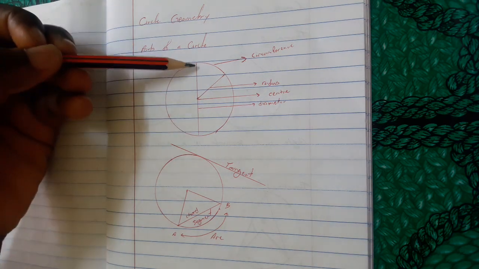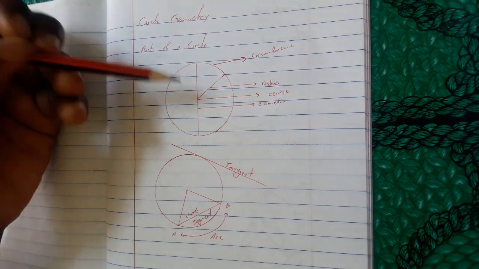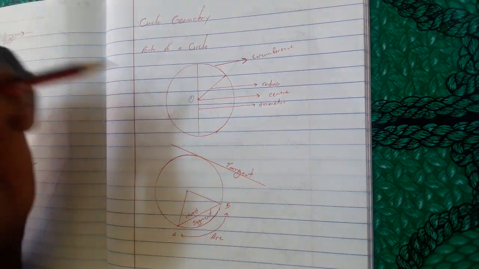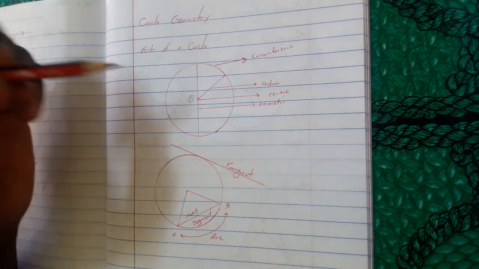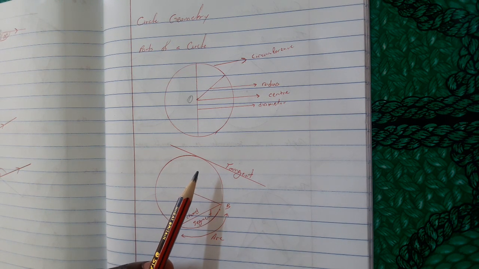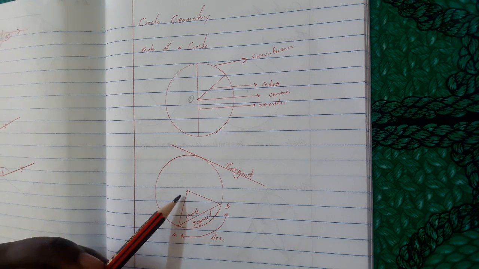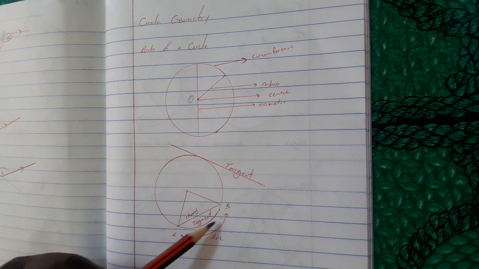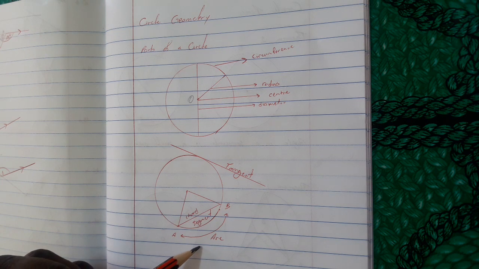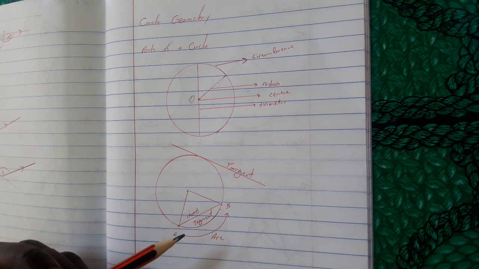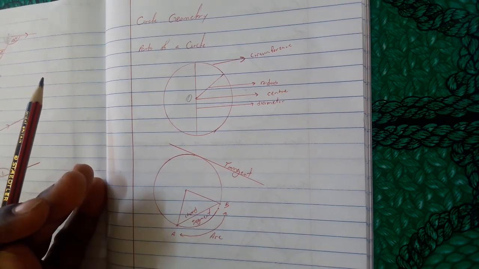This long line here is called the diameter. This short one here from the center is called the radius. The distance around is called the circumference. Right? And here is called the center. A line that touches the circle but does not go through is called a tangent. A line that touches two points on the circumference is called a chord. The area between a chord and the circumference is called a segment. From here to there, a piece of the circumference is called the arc.